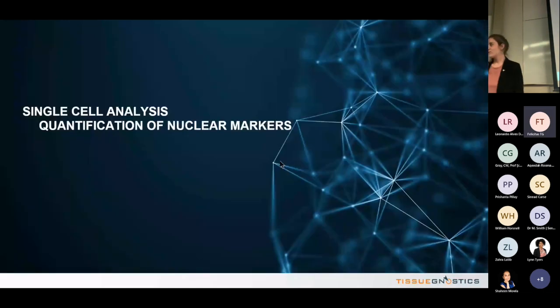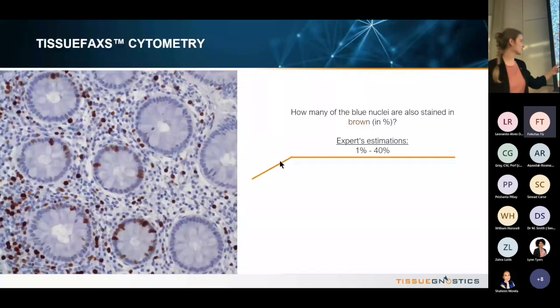Okay, but now I want to give you some more in-detail examples of the capabilities of the image analysis. So we will start just with basic single cell analysis. In this case, this is a colon sample stained for hematoxylin and for Ki67. So you all know Ki67, I guess. It's like the most known proliferation marker.